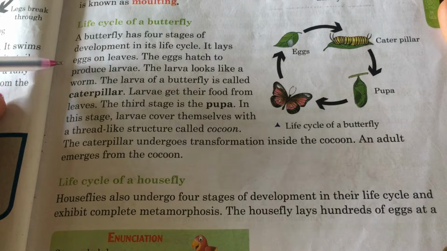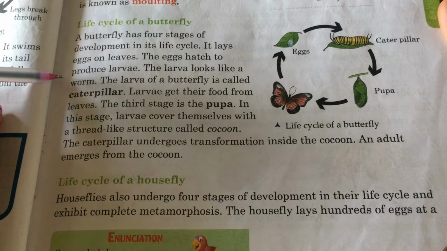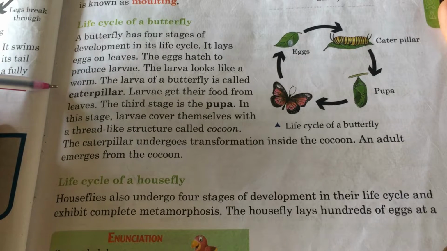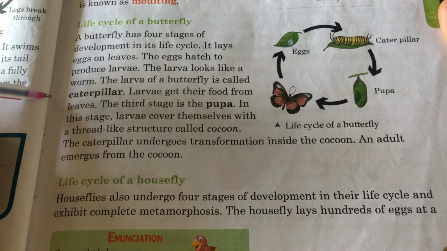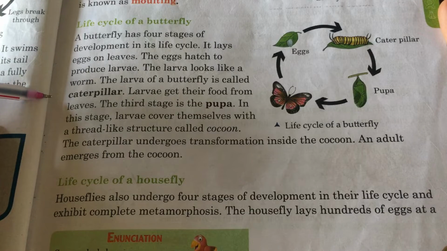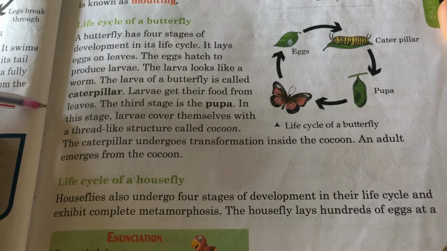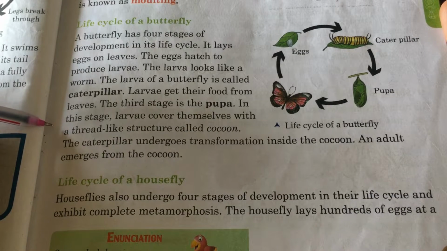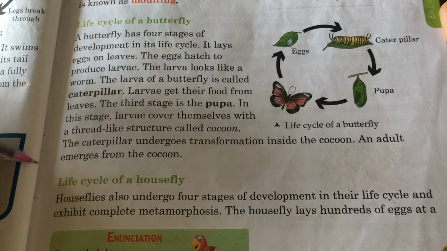It lays eggs on leaves. The eggs hatch to produce larvae. The larva looks like a worm. The larva of a butterfly is called a caterpillar. Larvae get their food from leaves. The 3rd stage is the pupa. In this stage, larvae cover themselves with a thread-like structure called a cocoon, and the caterpillar undergoes transformation inside the cocoon. An adult emerges from the cocoon.